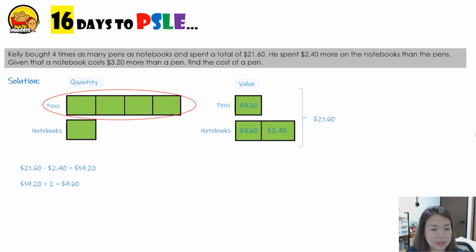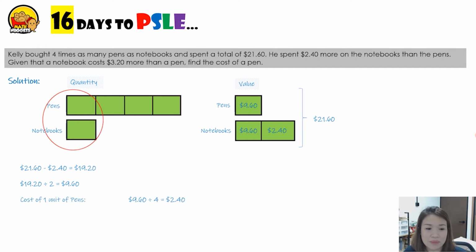What we need to find out is 1 unit, the cost of 1 unit of the pen, which will be $9.60 divided by 4. That's $2.40. We have to compare the difference between each unit. So the cost of 1 unit of the pen, we need to compare it with the cost of 1 unit of the notebooks. The cost of 1 unit of the notebooks will be $9.60 plus $2.40, which is $12.